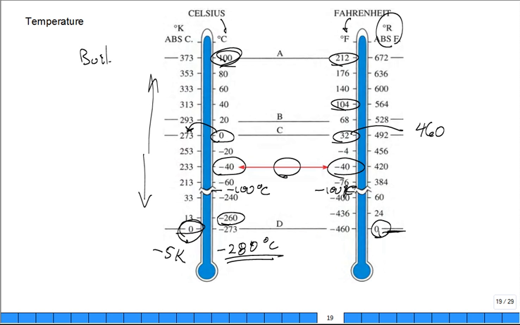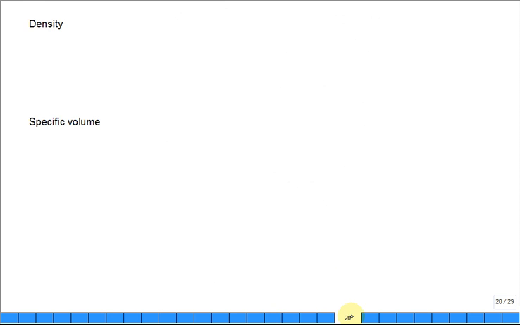That's more clear, isn't it? More clear. But both of these are below the 40 where there's a crossover. So which one now do you think is warmer? Degrees F or degrees C? Negative 100 degrees F or negative 100 degrees C? Which one's warmer? F. Okay.